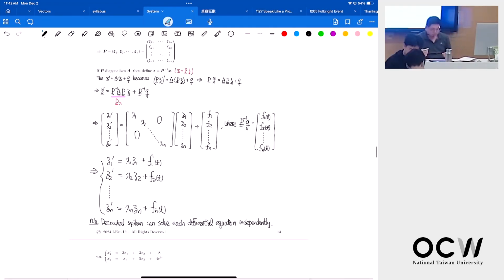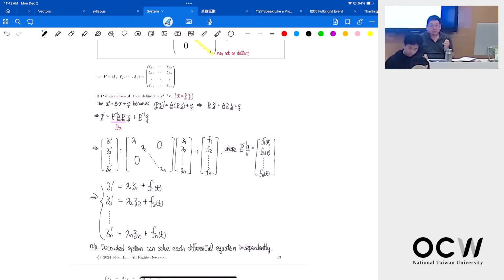Okay. And I think that you need to use this diagonalization method to find the solution in your final. Any questions so far for this derivation?